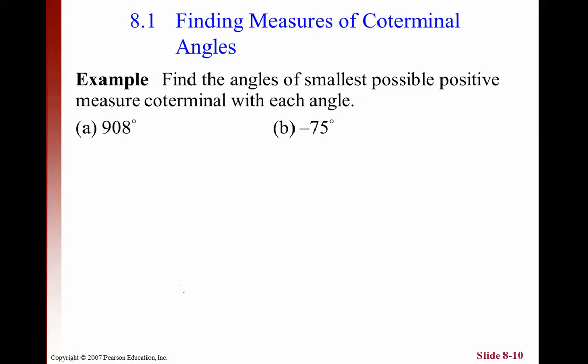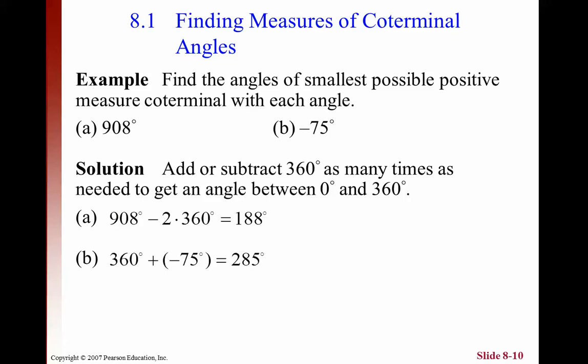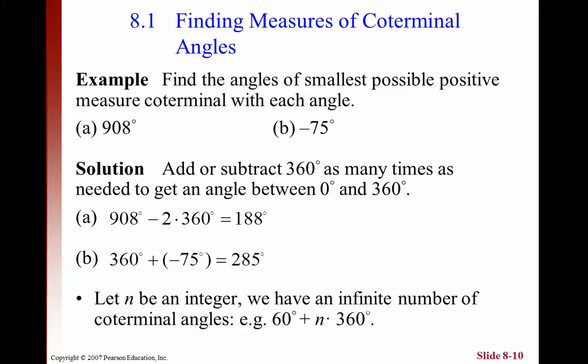Okay, so find the angles of the smallest possible coterminal of each one. So to do that, we just keep subtracting or adding 360 each time until we get an angle that's between 0 and 360. So for the 980, we would subtract 360 twice and get 188. For the 75, we would add 360 and get 285. Okay, so we just add or subtract 360 as many times as we need.